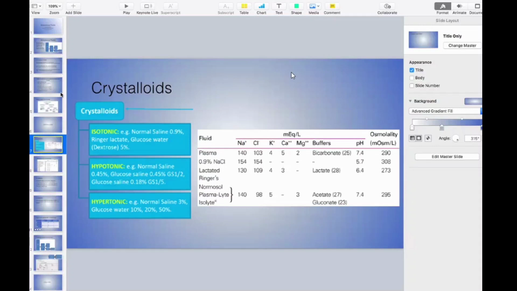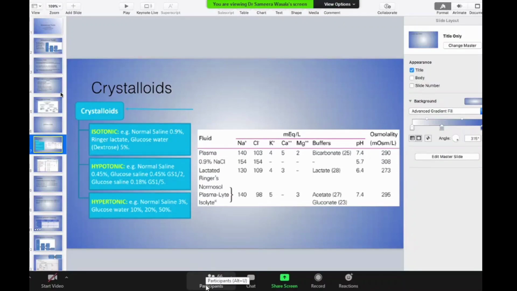Crystalloids are fluids whose particles, these solutes, can freely move across the semi-permeable membrane. But colloid, their particle size is very large. They can't move across the semi-permeable membrane. They are going to remain in the intravascular compartment. So this crystalloid you can divide into three: isotonic crystalloid, hypotonic crystalloid, and hypertonic crystalloids, depending on tonicity. That tonicity is determined by the osmolarity, so what is the solute concentration of the fluid?